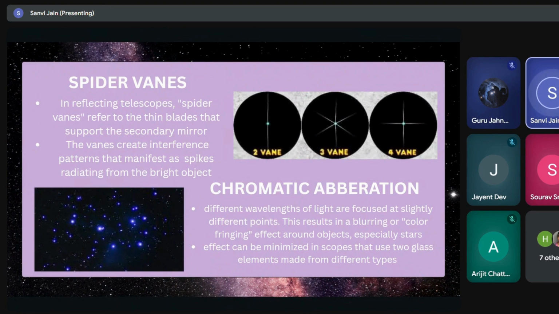After this, we have spherical aberration. This is the blurring due to imperfect curvature, and it can be corrected using parabolic mirrors. Another type of aberration is coma aberration, or simply coma. This is the optical defect that causes off-axis point sources like stars to appear distorted, resembling a comet with a tail. This occurs because different zones of the lens or mirror refract light at varying angles, resulting in non-uniform magnification.